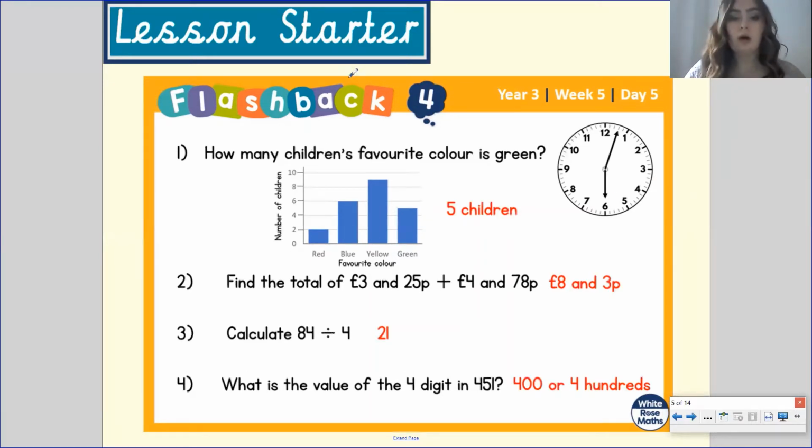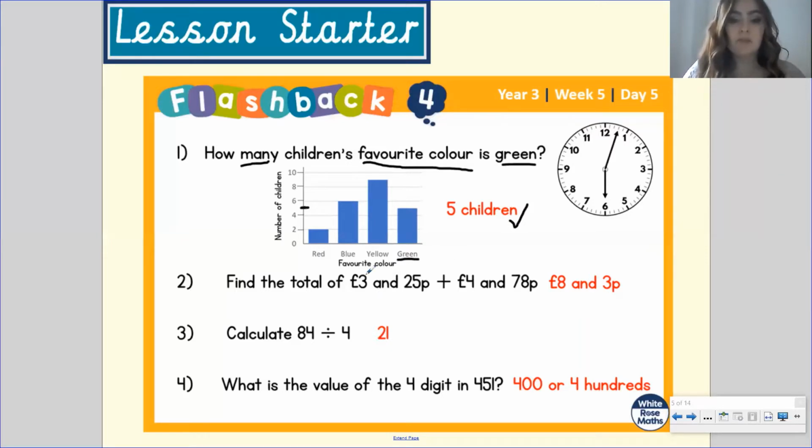Okay, so here are our answers. Question number 1 says, how many children's favourite colour is green? So we need to have a look at our bar chart and then find green along the axis. So we can see here, favourite colour, green. Then we need to look at the bar chart and see where it matches to. So if we go all the way across, we can see it's somewhere between 4 and 6. What number's in between 4 and 6? Well done if you said 5. So 5 children's favourite colour is green.